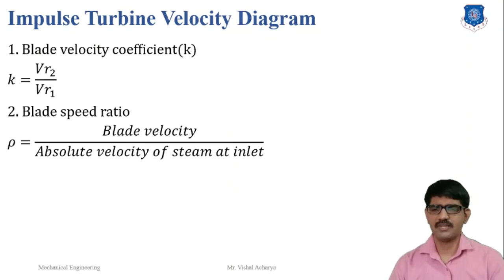Second is the blade ratio. Blade ratio is defined as the ratio of the blade velocity to the absolute velocity of the steam at the inlet. The blade velocity is u and the absolute velocity of steam at the inlet is V1, so the blade ratio is equal to u by V1.